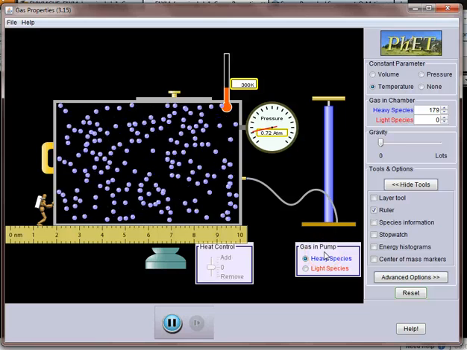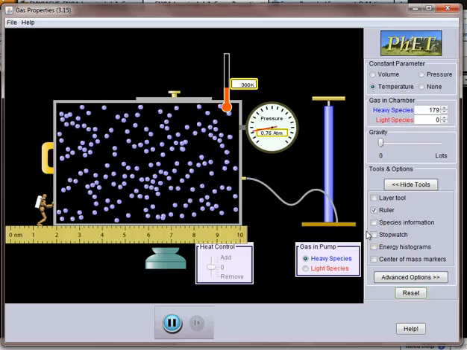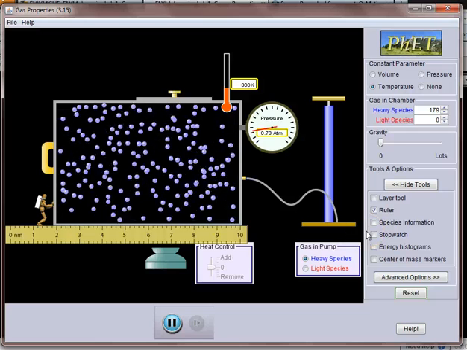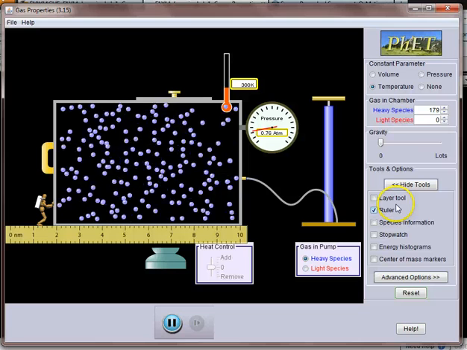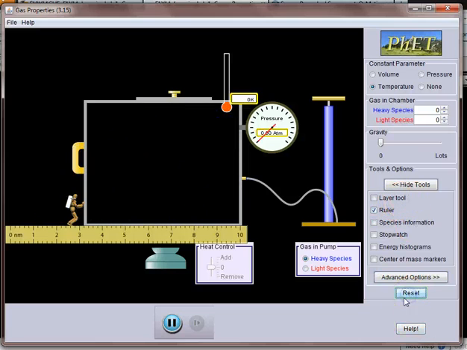Okay, now let's look at Amontons' law. What do you have in Amontons' law? What is the constant parameter? Let's reset. What is the constant parameter in Amontons' law? Volume, correct? Very good, guys.